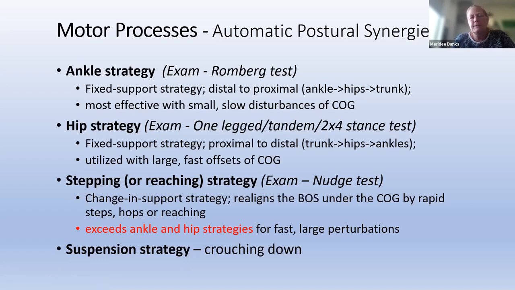It starts distally at the ankle, works up to the hips and trunk. If that is not enough, we have our hip strategy, which works when we have larger offsets of balance. And it's where our hips go first, the trunk will go forward, the hips will go, and then the ankles.